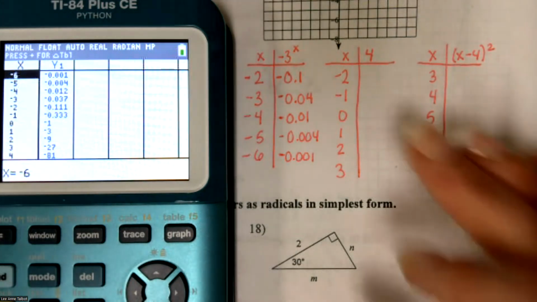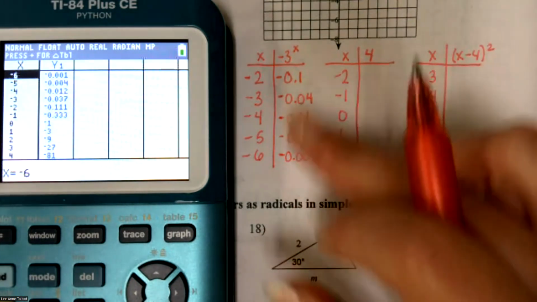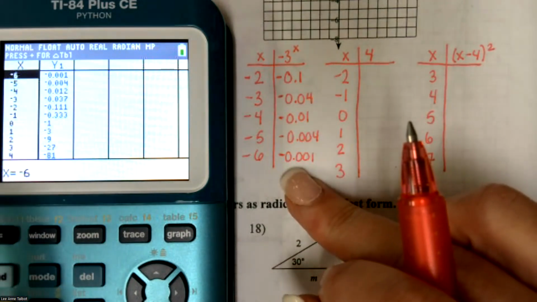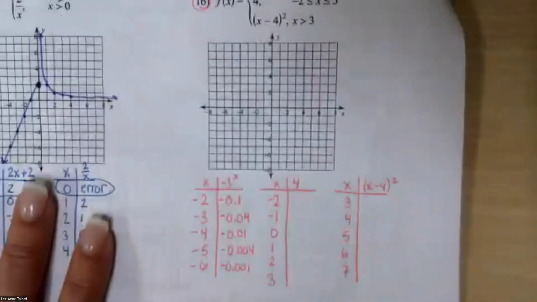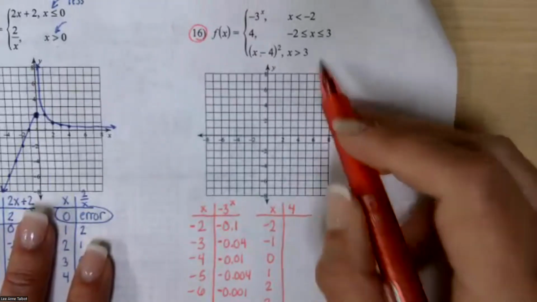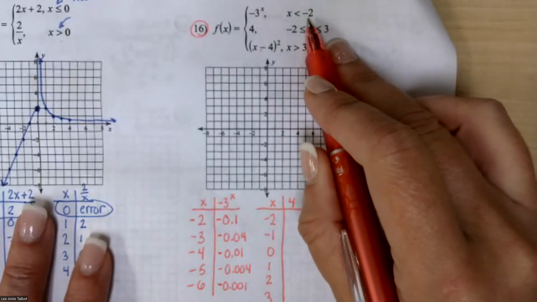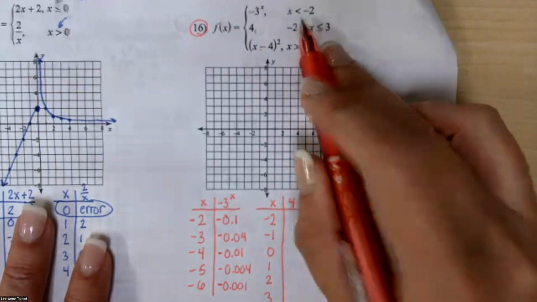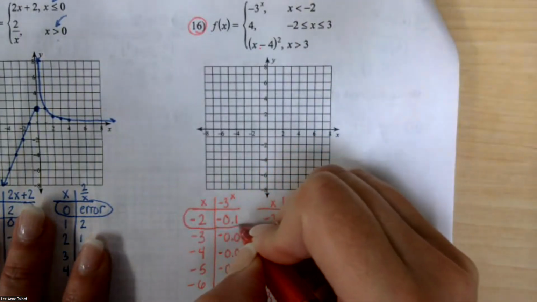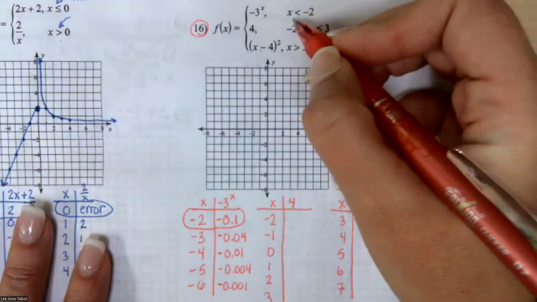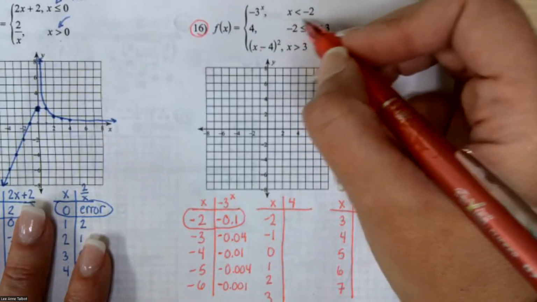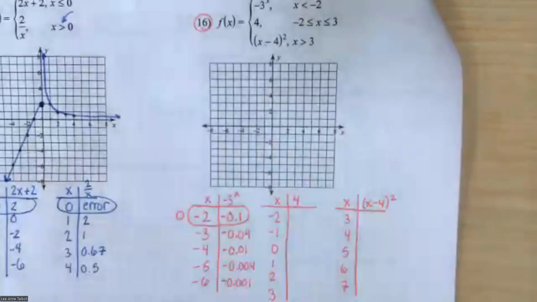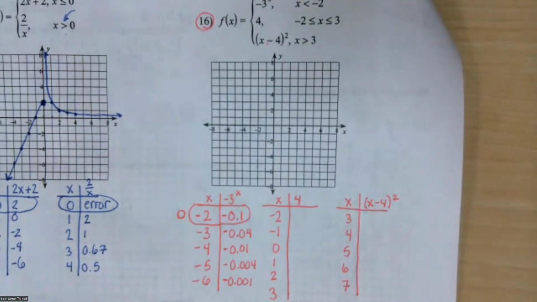Okay, before I finish this table, which one of these points is going to be the end point? Let me help. Which one of these points is going to be the end point? -2. And is that endpoint going to be open or closed? Open, because it does not have the or equal to on it. It's just plain less than. Okay, now let's move on.